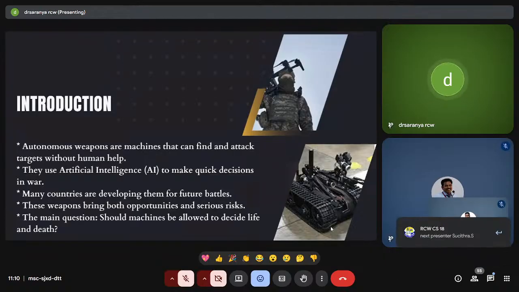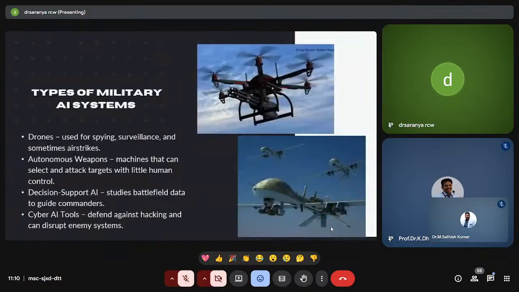These machines bring both opportunity and serious risk. But this raises big questions for us. Are they safe? Are they fair? But the main question is, should machines be allowed to decide life and death? That is what I will discuss today.